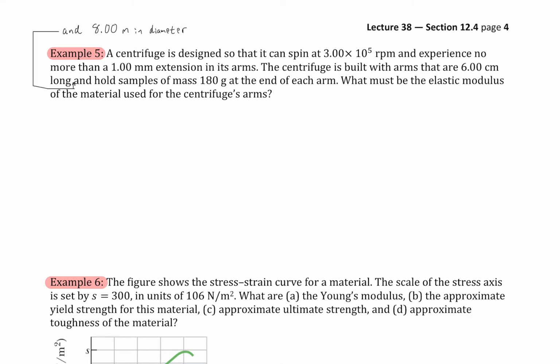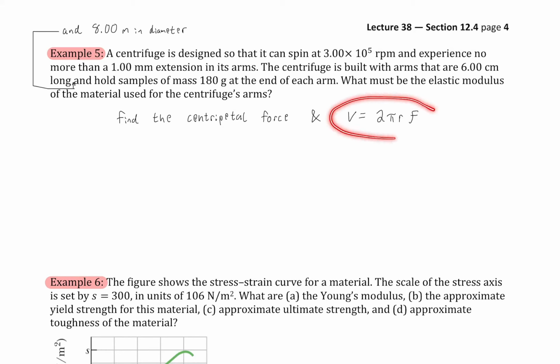And what I meant to add to the problem, and I've added here after the fact, is that in addition to the arms being 6 centimeters long, we also need to know what their cross-sectional area is. So here I assume that they are circular rods, and they have an 8 millimeter diameter. Okay. All right, so find the centripetal force.